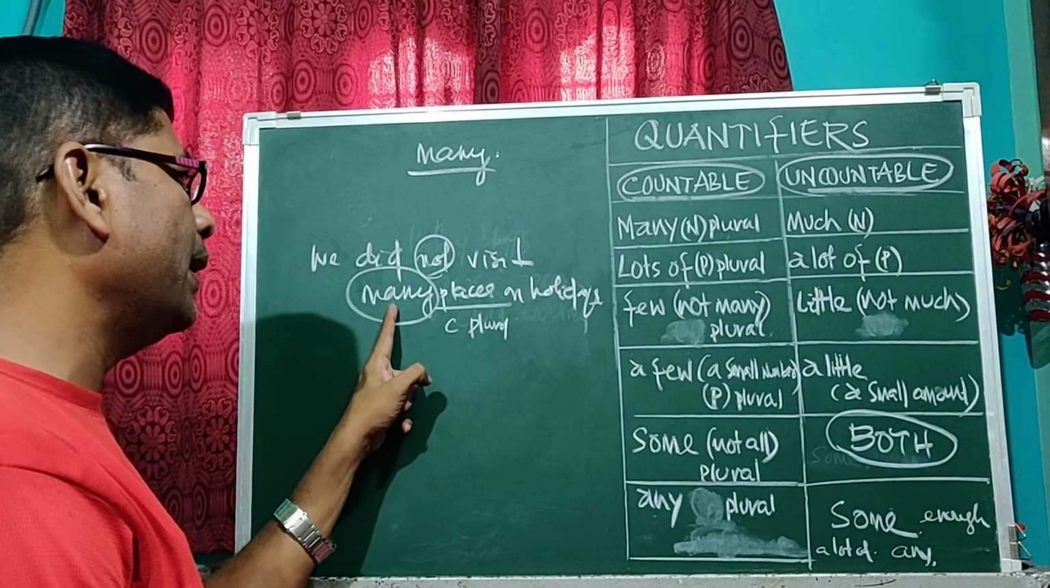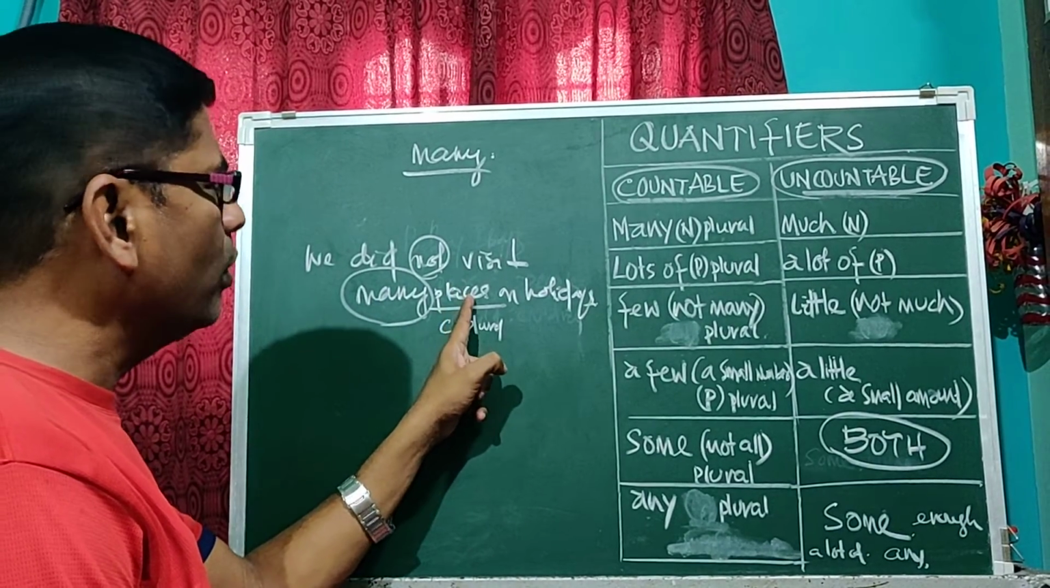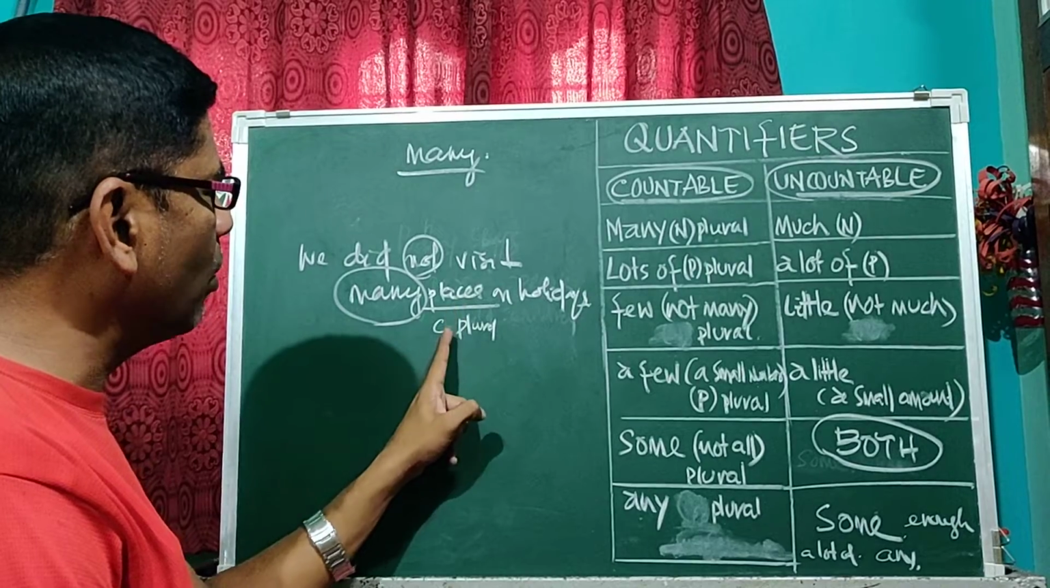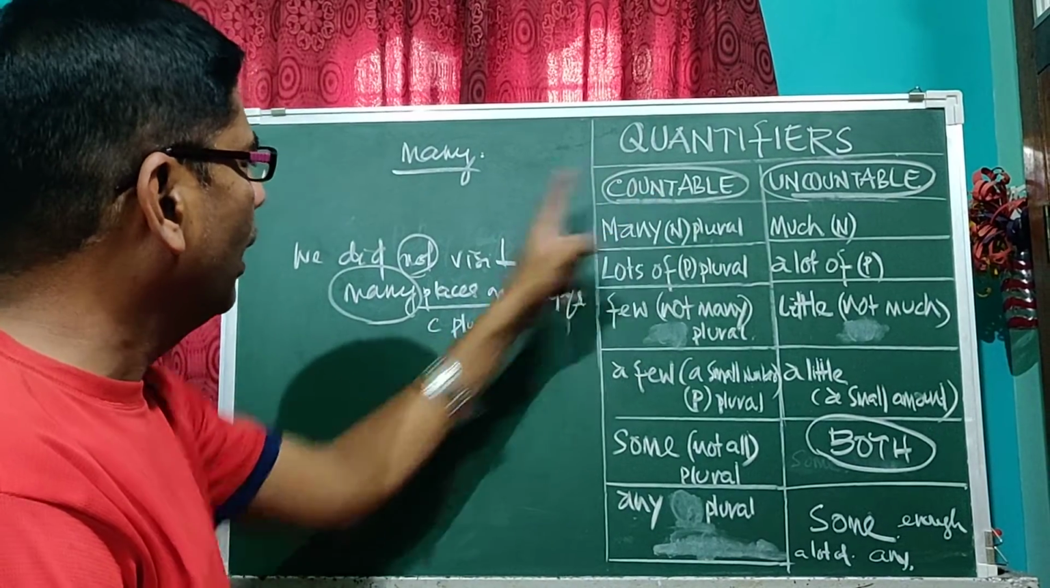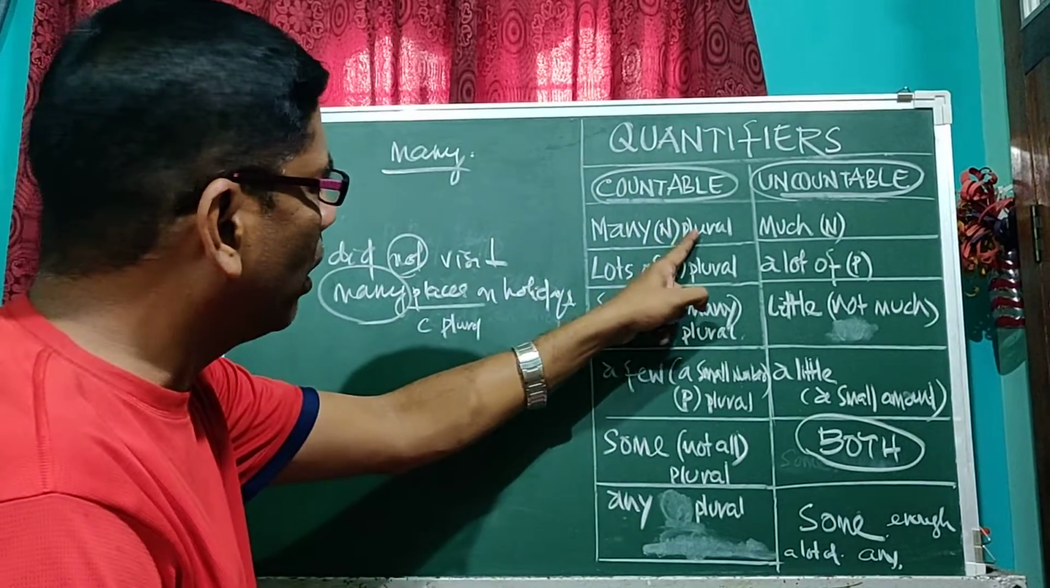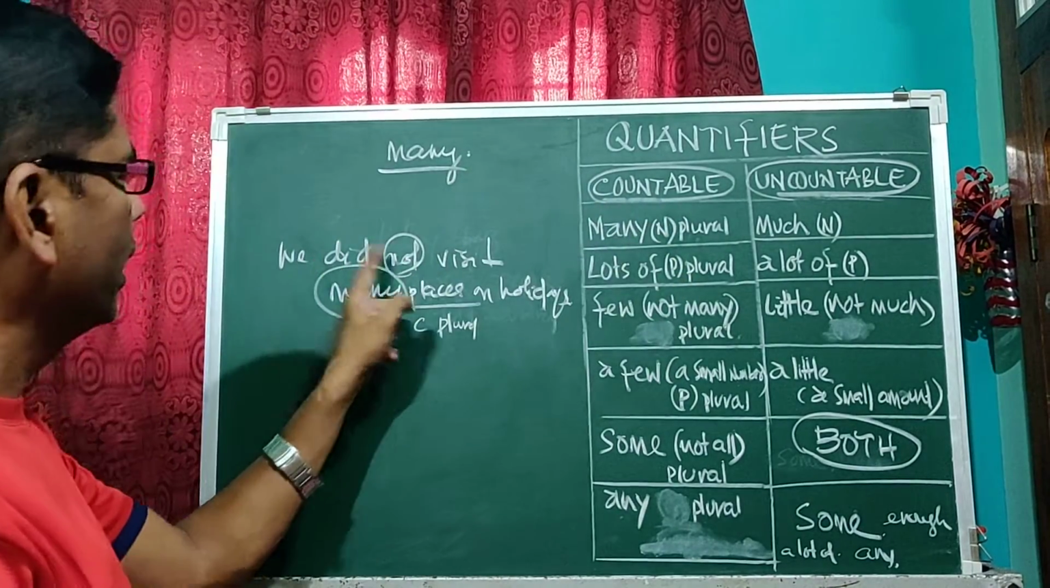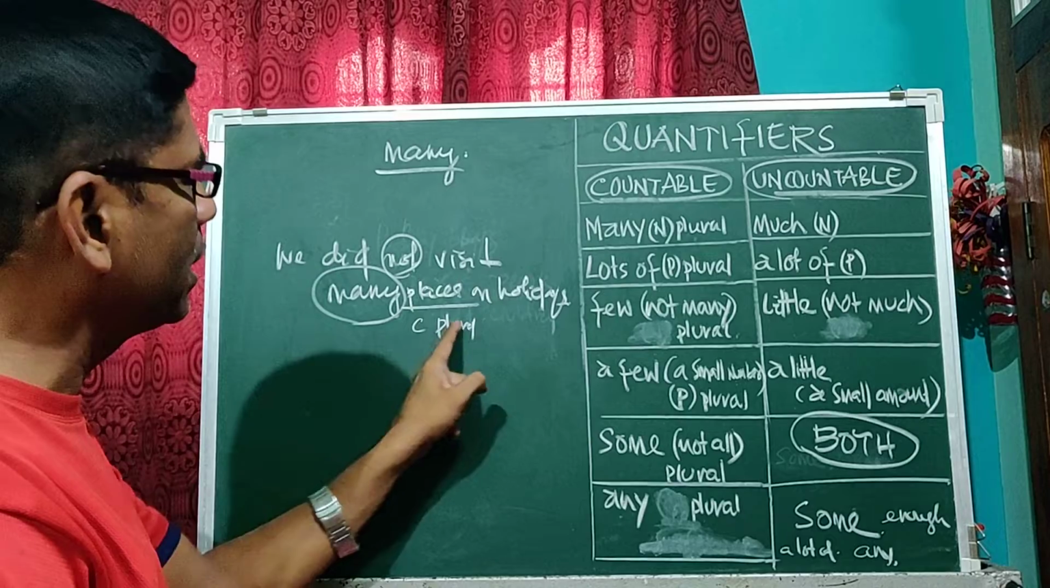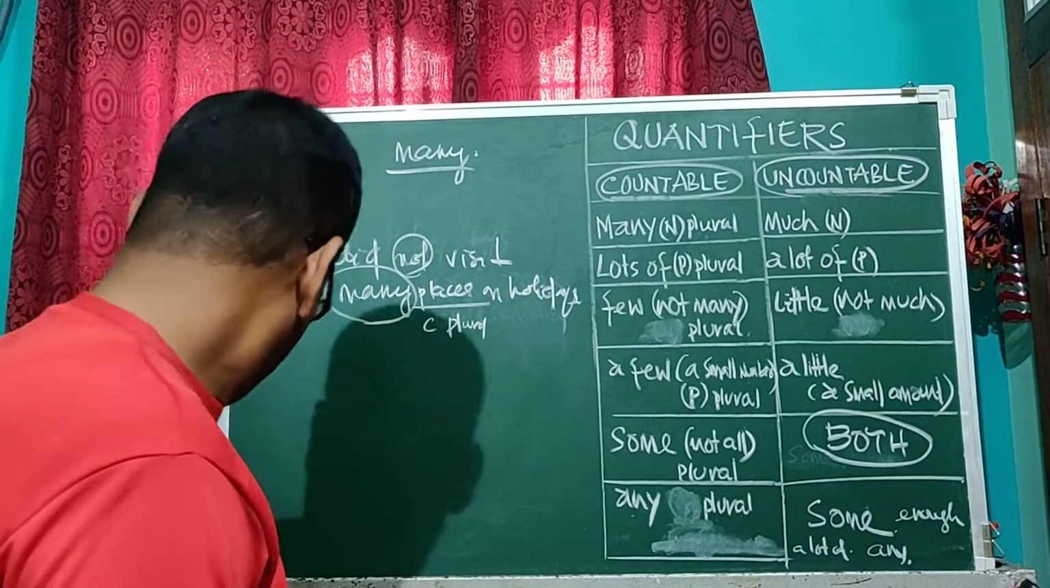We used here many before the noun places. Places is a countable noun, and it is also countable plural, and it is a negative one. We did not visit many places on holidays. Okay?